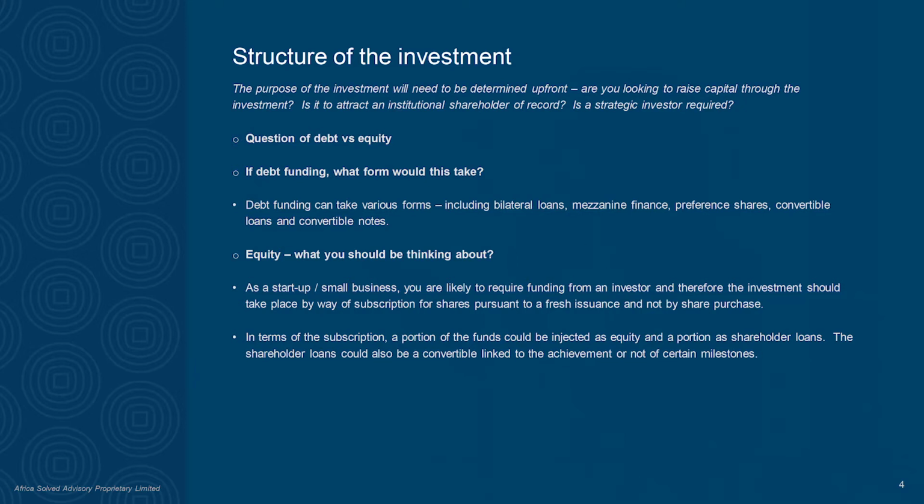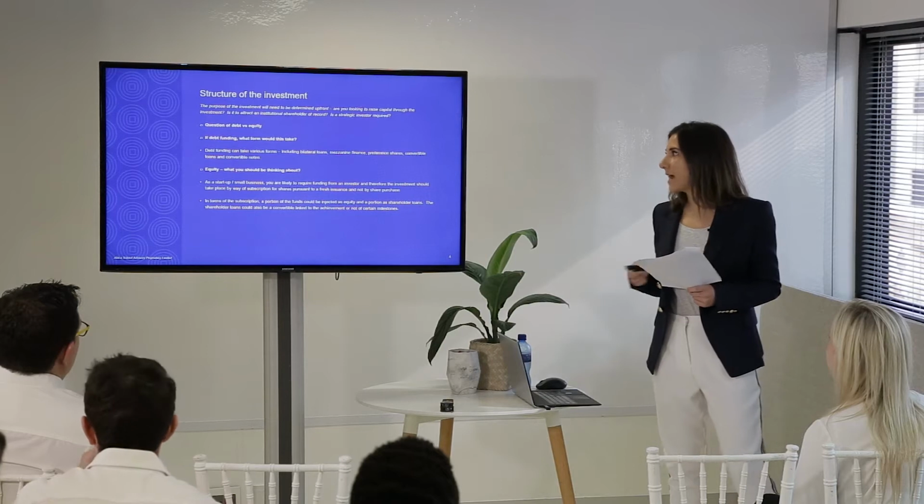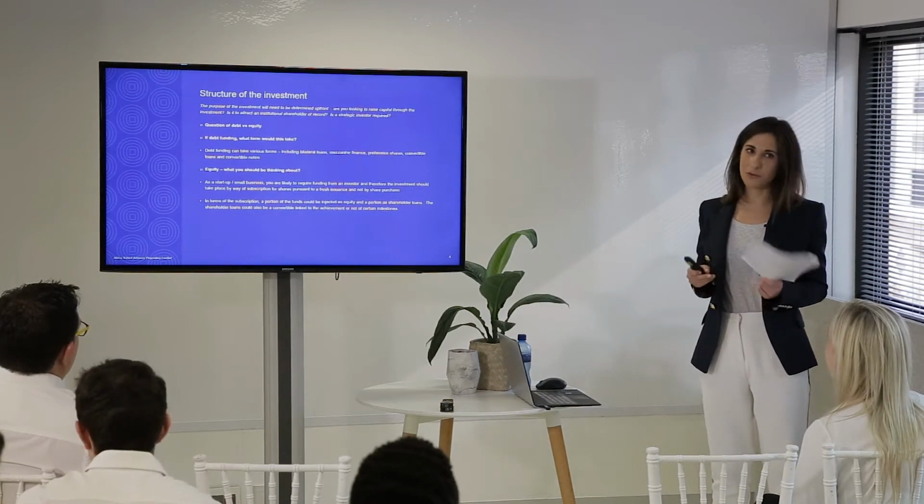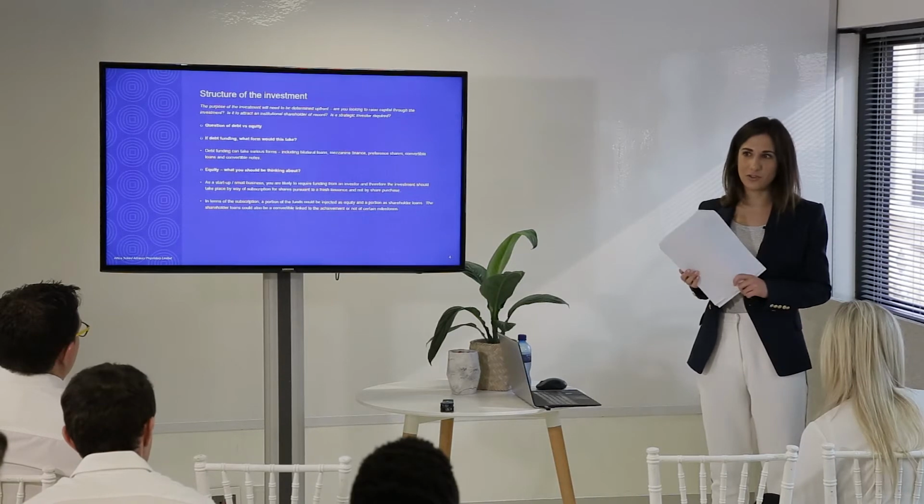And then equity funding can obviously make sense in a number of instances, right? If you're looking for a strategic investor to back you up, they're going to want equity. They're invested in the business, so you're going to have to part with some of your pie. And we'll talk just further on about the form of equity funding. So if we're talking about debt funding, what form does this take? So these are, again, a few buzzwords. It can be bilateral loans, mezzanine finance, preference shares, convertible loans, convertible notes, which I'm sure in the fintech space you guys are familiar with.